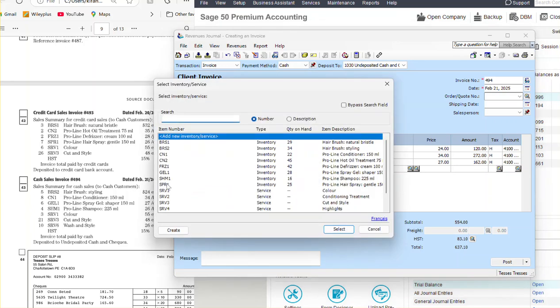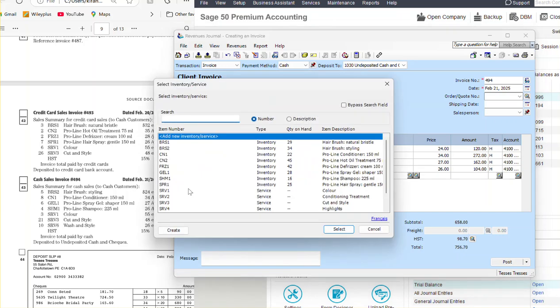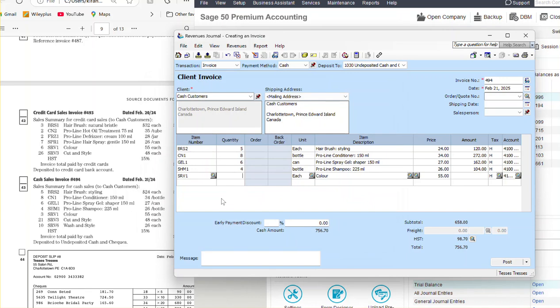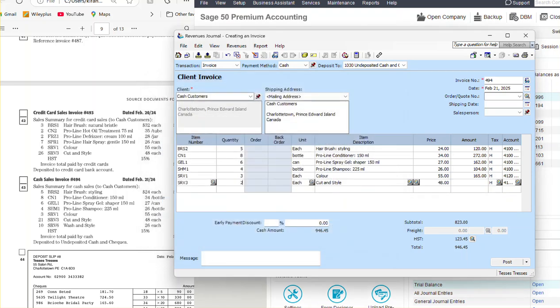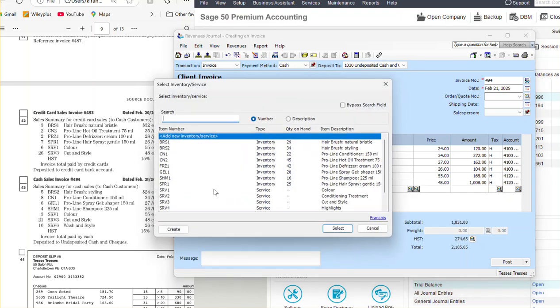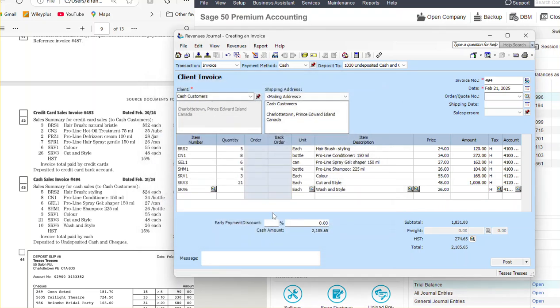GEL, SHM1, and those are 4. Sorry, 4. I go to my next line. This is SRV1, and that is 3. SRV3, that's 21. SRV6, that's 10. I hope the numbers are correct, and this is cash, paid by cash.